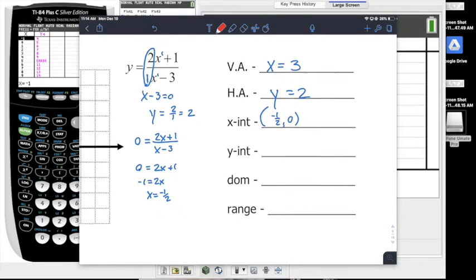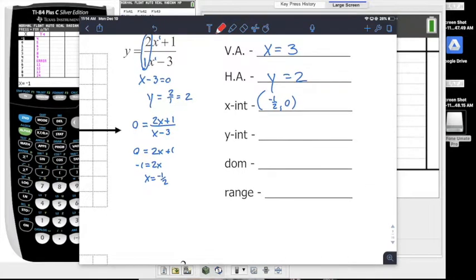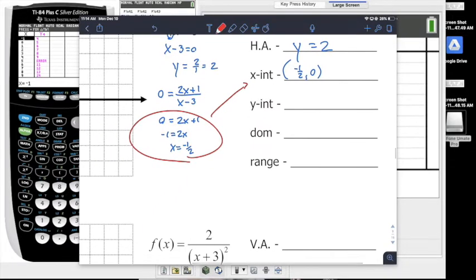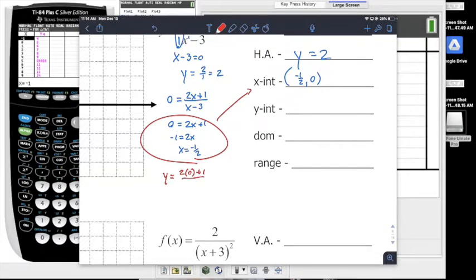Y-intercept, you're going to just plug in 0 for your x. This was for the x-intercept, and then for the y-intercept, 0 for x. So this will be 2 times 0, and then plus 1, divided by 0 minus 3.